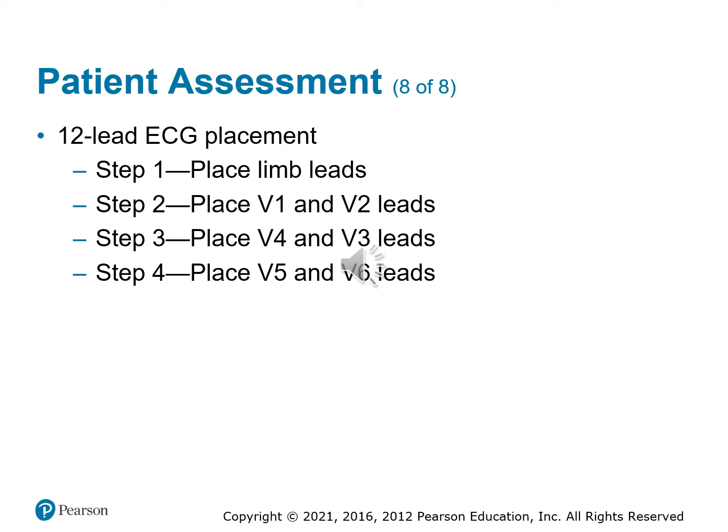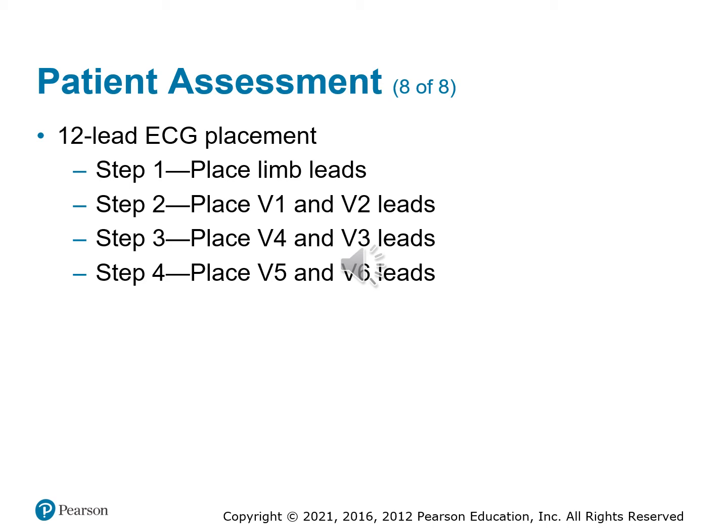Now in step 2, we are placing the V1 and V2 leads. The V1 and V2 leads are placed on the chest, and they are going to be placed at the 4th intercostal space, between the 4th and 5th rib on either side of the sternum. So V1 goes on the patient's right side, V2 goes on the patient's left side.